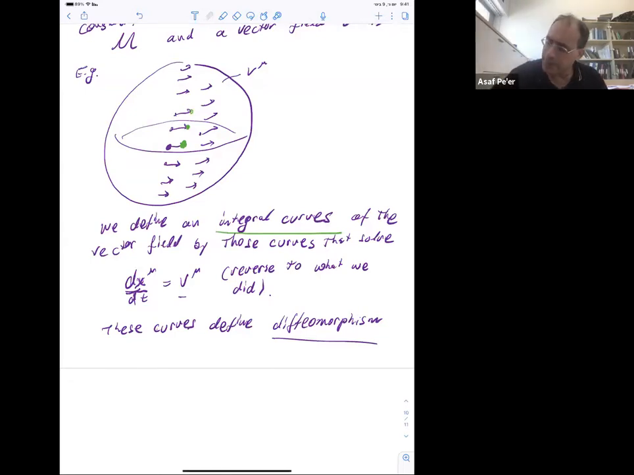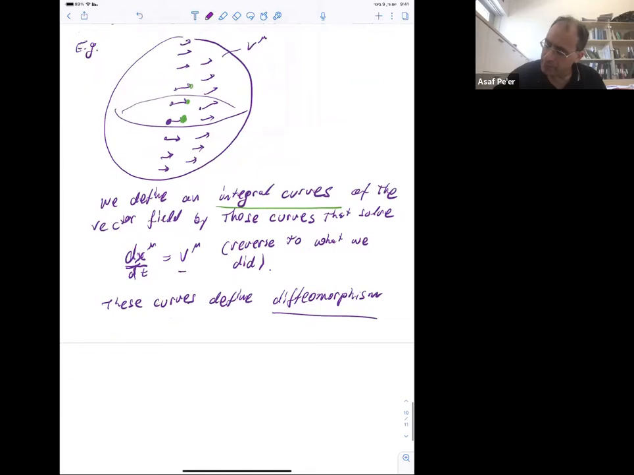So that means a mapping phi from the manifold to itself. Right, that's a diffeomorphism. Each point P on the manifold is mapped to another point P on the same manifold. Right?